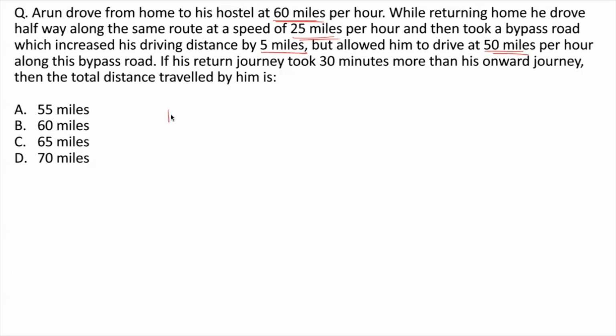So let that journey from his home to his hostel, let that distance be equal to 2d, because we are going to consider half of the halfway. So that will make it slightly more convenient to work with. Let the total distance be 2d. When he's driving from home to his hostel, he's driving at 60 miles per hour. So the distance is 2d and the speed is 60. The time taken will be distance upon the speed. Distance is 2d and the speed is 60.